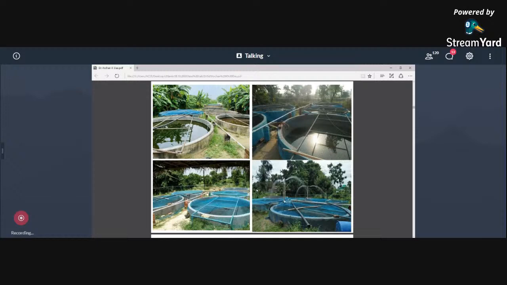Within 3.5 months, this pangas fish would grow to more than 2 kg. So this is the technology being percolated to our rural areas under this pandemic situation for their livelihood.